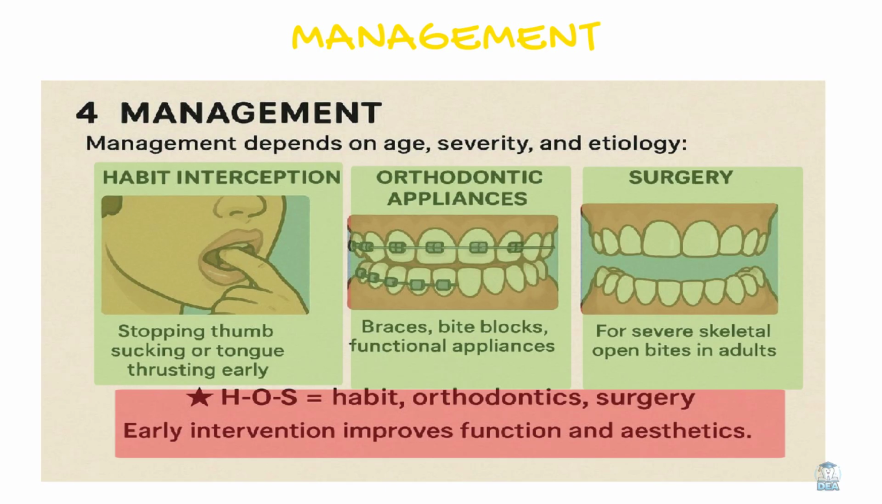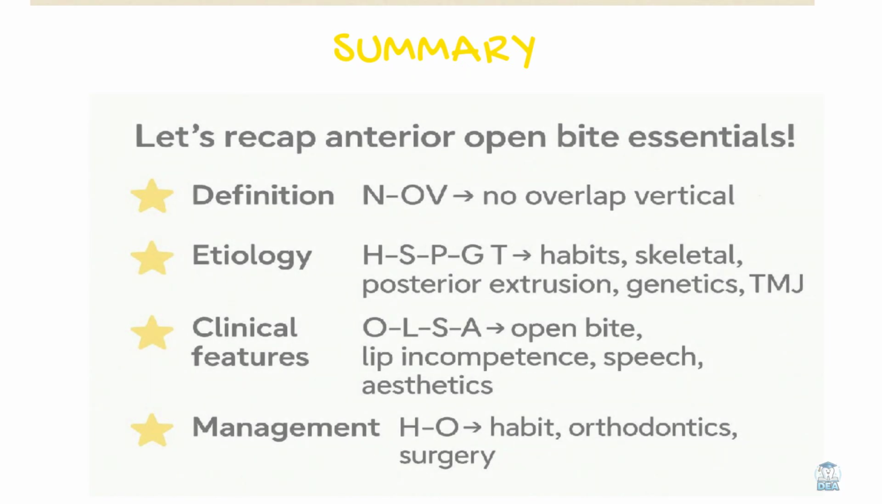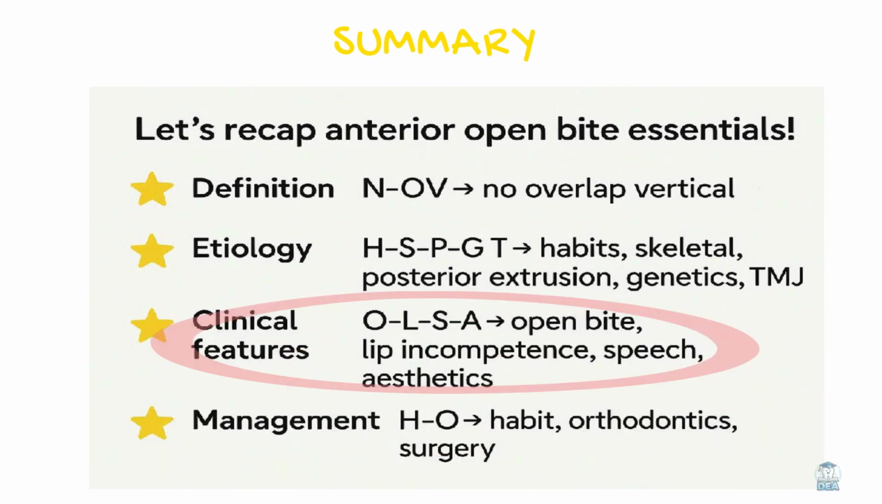To summarize, anterior open bite essentials are definition, NOV, no overlap vertical; etiology, HSPGT: habits, skeletal, posterior extrusion, genetics, TMJ; clinical features, OLSA: open bite, lip incompetence, speech, aesthetics; management, HOS: habit, orthodontics, surgery.